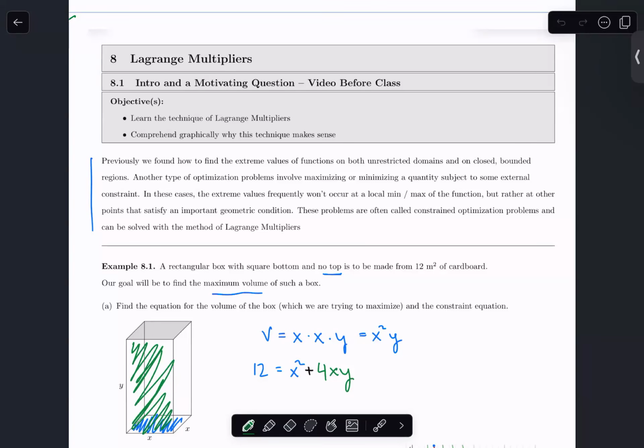Today we cover the last topic in chapter 14, Lagrange multipliers. So we're going to be finding mins and maxes now with a constraint equation as well. This is the last topic that will be on our quiz 4.